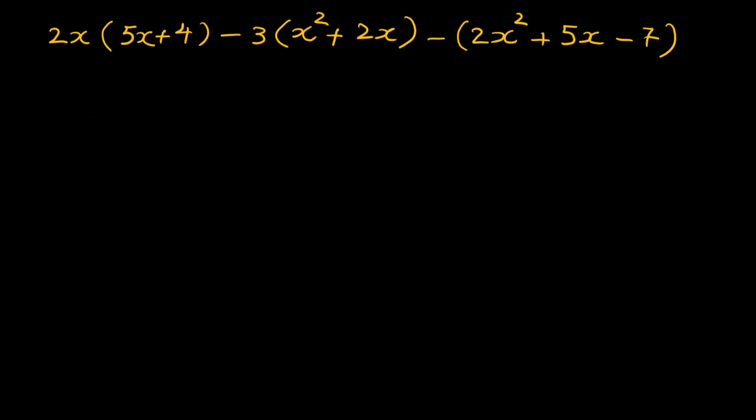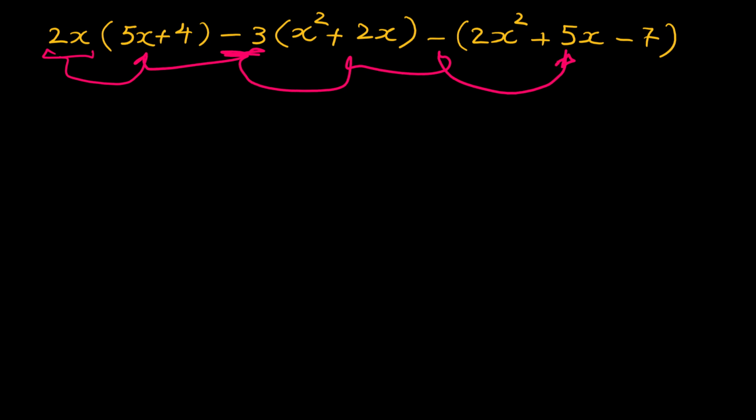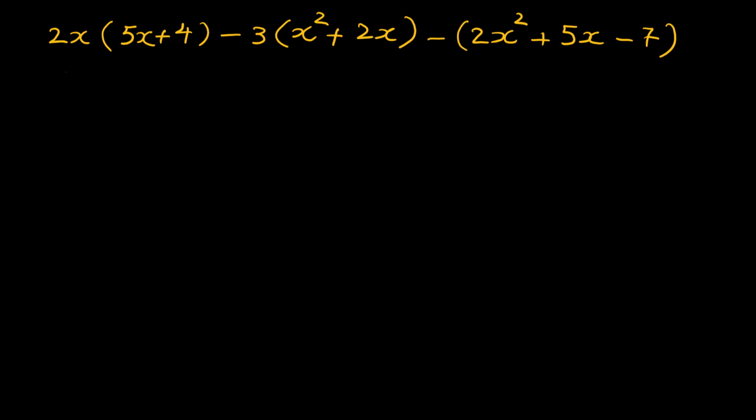Look at this example. Here, first we have to multiply 2x in the bracket, negative 3 in the bracket, and this negative in the bracket. Then we add and subtract similar terms. If we multiply 2x in the bracket, we have 2x times 5x: 2 times 5 is 10, x times x is x to the 2. 2x times 4 is 8x, because 2 times 4 is 8 and we have x.